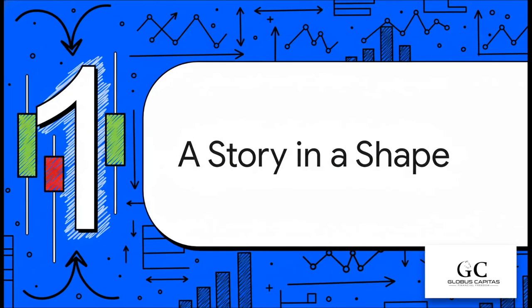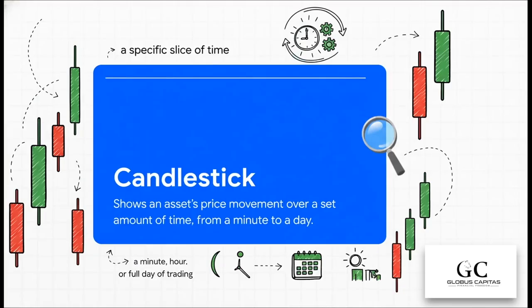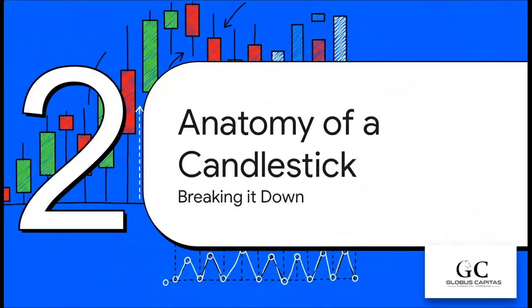So let's kick things off by breaking down how this one simple shape can tell such a crazy detailed story about what's happening in the market. You know, at its heart, a candlestick is just a visual. It's a way to see an asset's price movement in a specific chunk of time. And that could be anything, 1 minute, 1 hour, or even a whole day. To actually read the story, we first have to understand the language, right? And that means we got to look at the anatomy of a single candlestick.